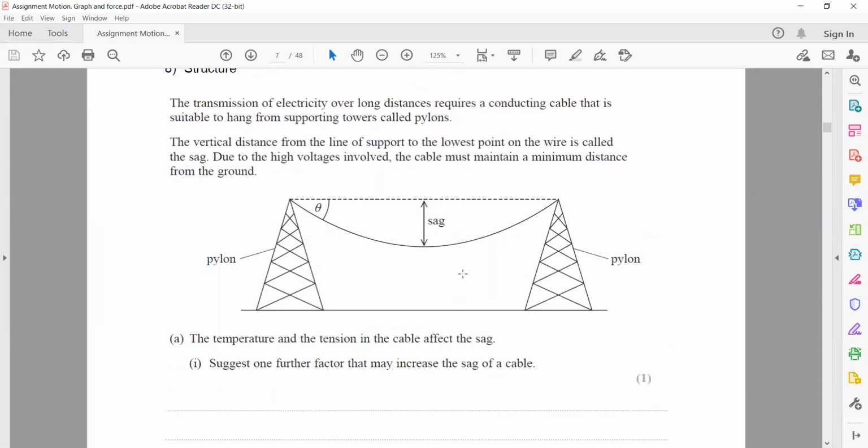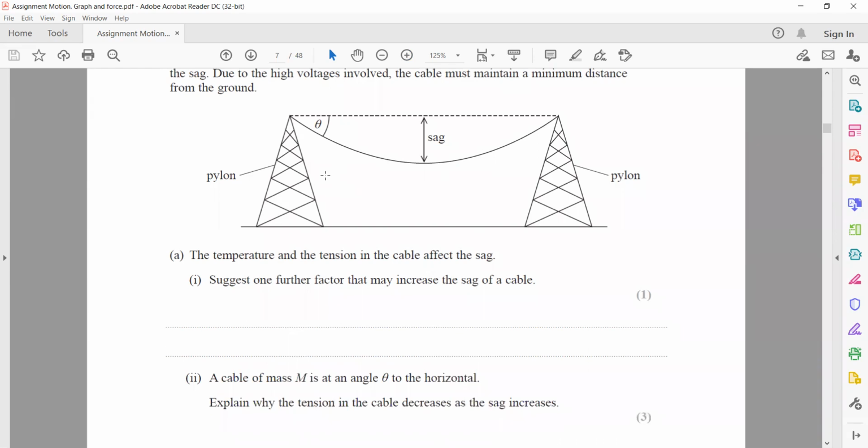The temperature and the tension of the cable affect the sag. For example, if the temperature increases, the sag will increase. If the temperature decreases, the sag will also decrease. And the second factor which affects it is the tension, like how much the cable is being stretched. If the tension is high in the cable, then it will have a smaller sag.